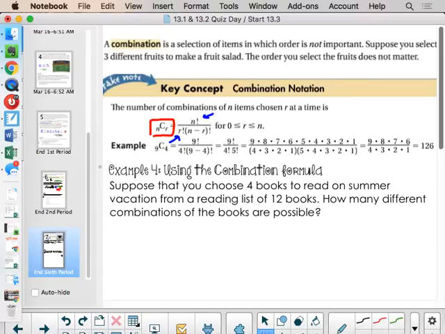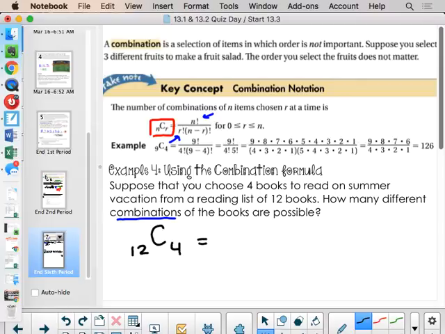Suppose that you choose 4 books to read on summer vacation from a reading list of 12 books. How many different combinations of the books are possible? Now, this question was nice, it explicitly said combinations. What is my n going to be? Very good, 12. How many books am I choosing to read? I have 12 books. I'm choosing to read 4 books.